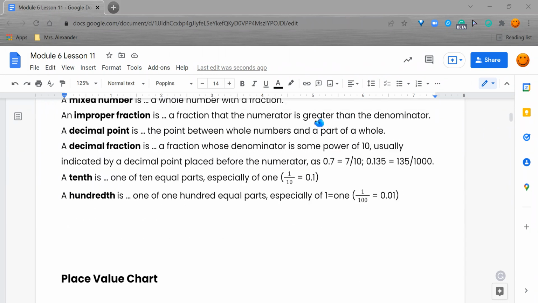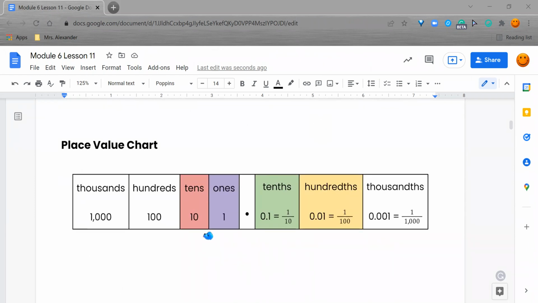We're going to move to our place value chart. Now, this is what we've been working with: tens, ones, tenths, and hundredths. So we've got to pay attention to where the decimal point is and the numbers. So tenths is 0.1 and hundredths is 0.01. So if I have a number right here over 10, it's here.